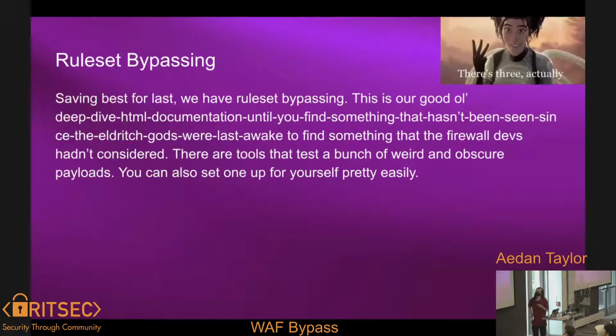Now, this is probably my favorite because this is where there's the most intricacy. We have Ruleset Bypassing. This is probably what you hear about when you're actually looking for WAF bypass stuff. Saving the best for last, we have Ruleset Bypassing. This is our good old deep dive into HTML documentation until you find something that hasn't been seen since the Eldritch Gods were last awake kind of thing, to find something that the firewall devs hadn't considered, because HTML and JavaScript and all that is pretty complex. So there's only so much that web application firewalls can account for. There are a bunch of tools out there for this, for weird and obscure payloads. You can also set one up yourself.